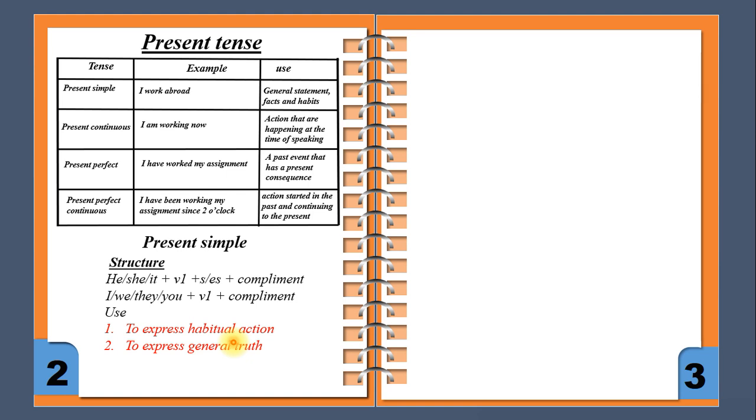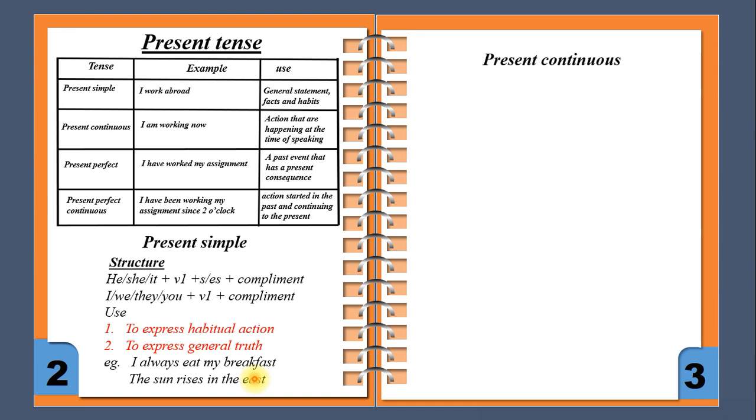2. To express general truths. General truths, we might take a look at the limitless present simple. For example, I always eat my breakfast. This is a habitual action. Day to day, I always eat my breakfast. ሁሌም ቁርሴን እበላለሁ ማለት ነው. And for a general truth, the sun rises in the east. ፀሐይ በምስራቅ ትወጣለች ማለት ነው. The sun rises in the east. This is a general truth.